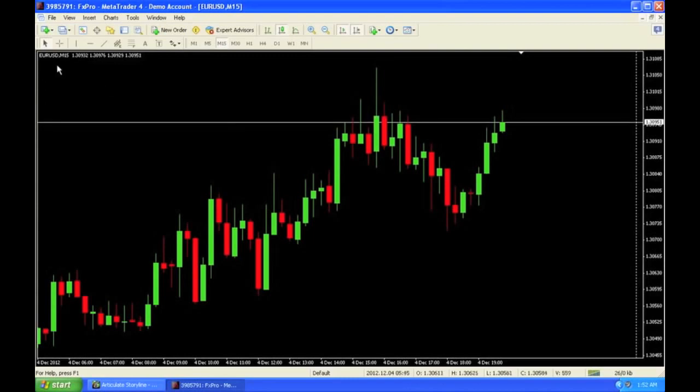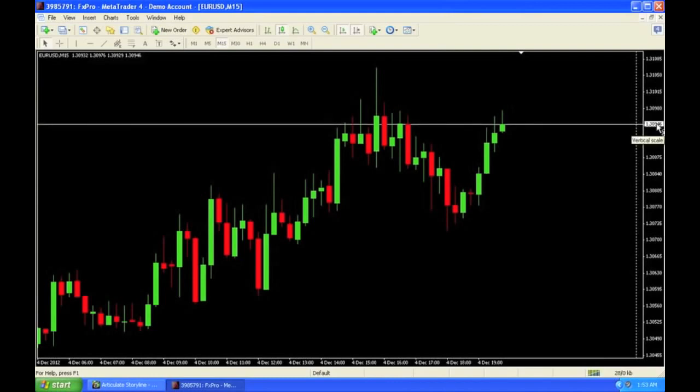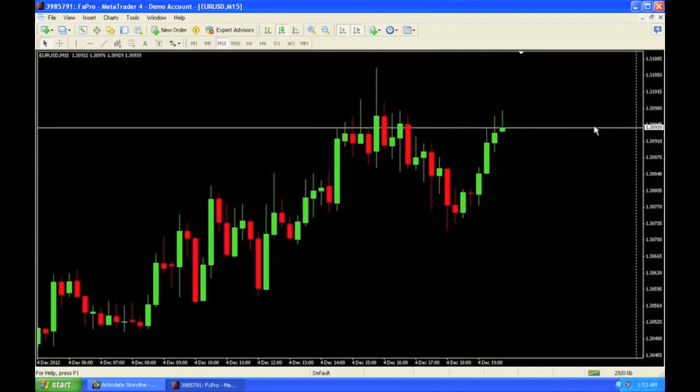Now we are looking at Euro USD on the 15-minute chart, and we see that this is the current price. So at the rate of 1.3094, let's say we want to go ahead and sell at this rate. Let's say we take a look at this and we're like, okay, the markets are gonna head down.